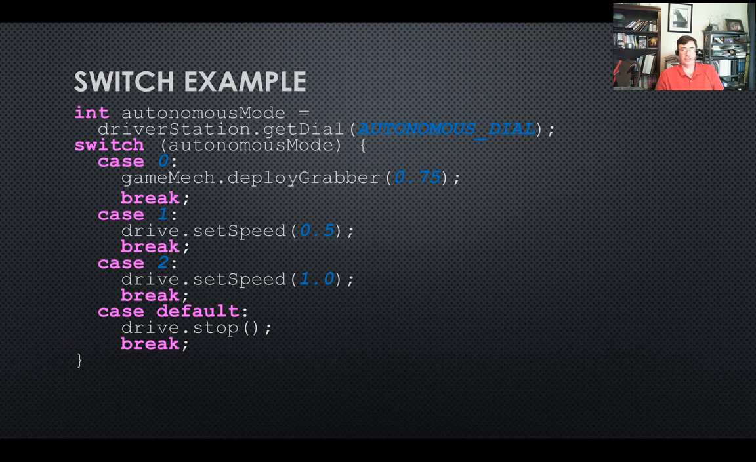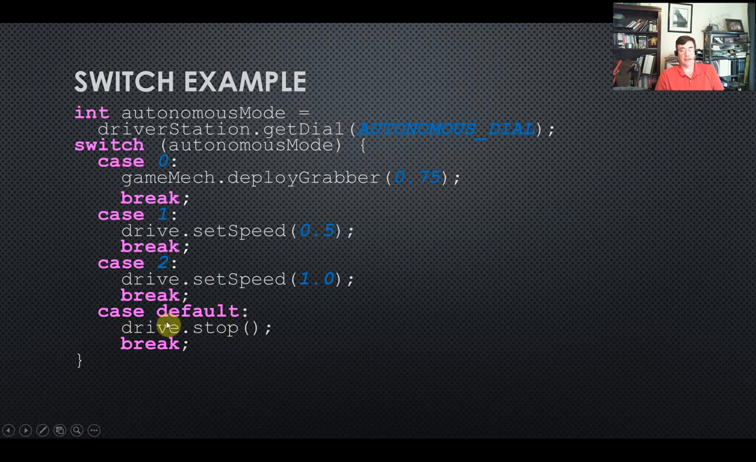So if our switch is on position 0, we're going to deploy the grabber at 75%, 0.75. If case is 1, we're going to drive with a speed of 50%. 0.5 is 50%. And break. When we hit the break statement, that ends the case and ends the switch. So we're going to jump all the way down to the closing curly brace. If the autonomousMode is equal to 2, we're then going to drive at 100%. 1.0 is 100%. And hit the break. The break jumps to the end of the Java block for the switch statement.